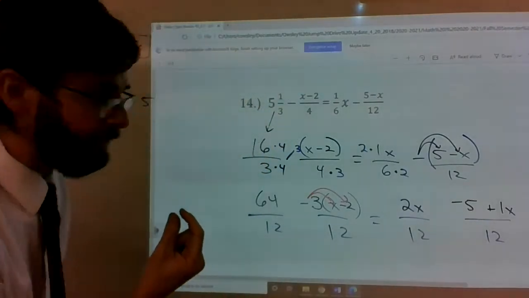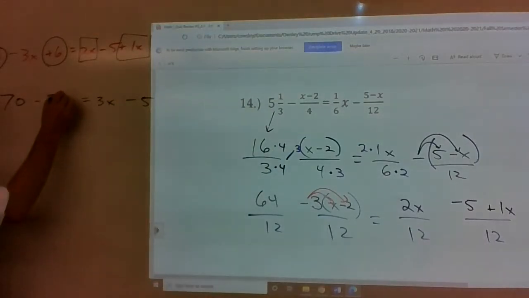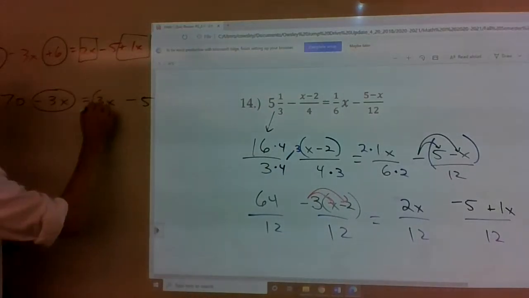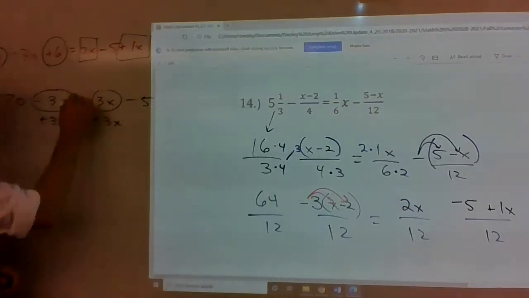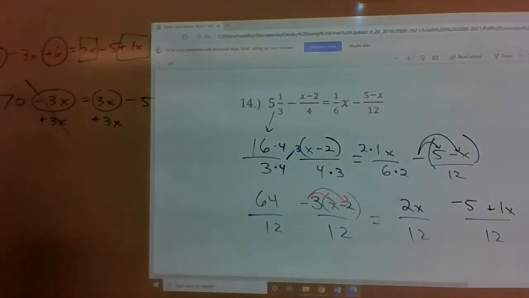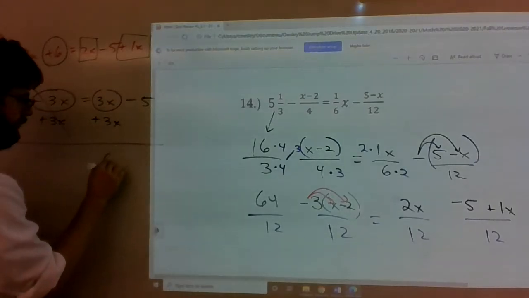Again, take your highlighter out. Highlight the 3x and the negative 3x. I'm going to add 3x to both sides here. That cancels it on the left, but gives me 6x on the right.